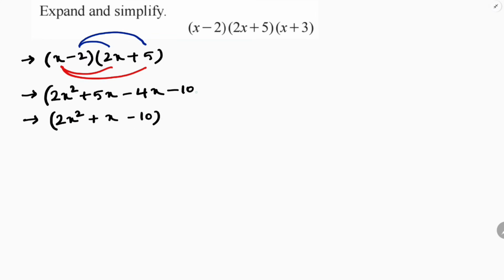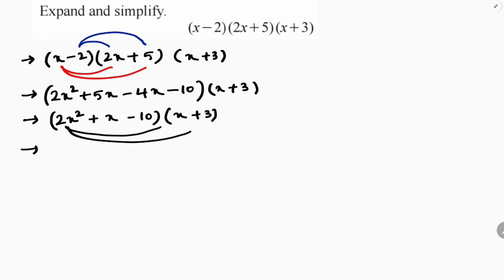This I'll multiply with the third one, that is x plus 3. The same thing, I'll take 2x square and multiply for both. So 2x square into x is 2x cube. 2x square into 3 is 2 into 3 is 6x square.